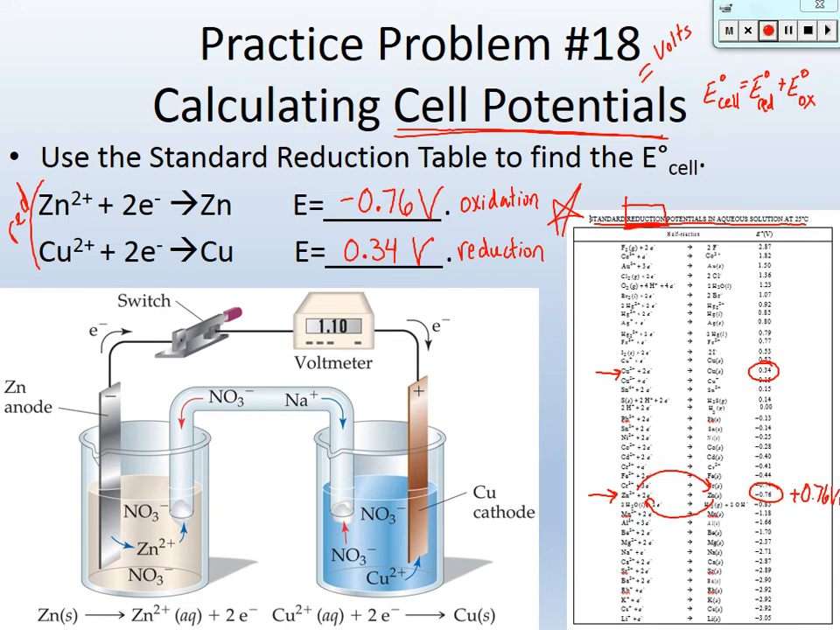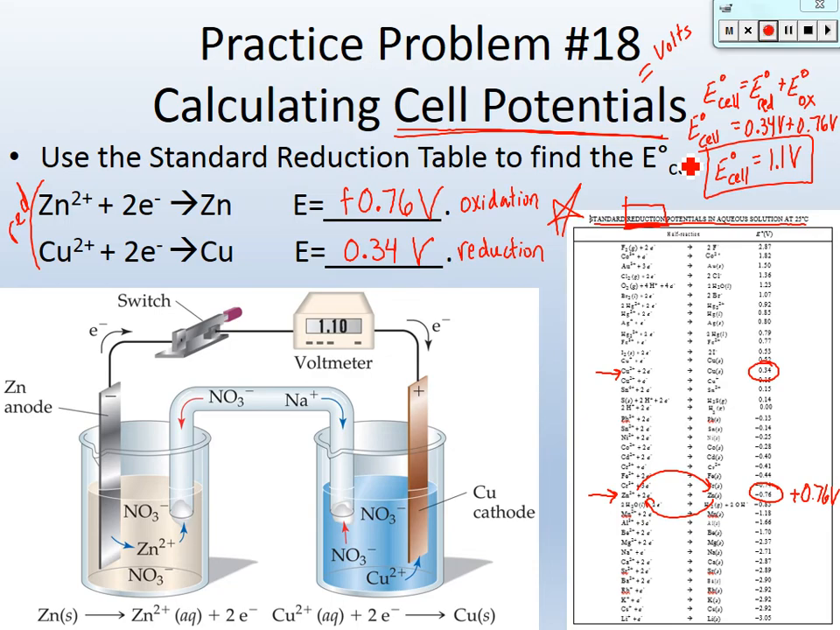Okay. So when we plug that into this equation, our reduction voltage is 0.34. And we're going to add that to our oxidation voltage, but remember we need to change the sign, so it becomes positive 0.76 volts. Okay, to find the voltage of the cell, we're going to add these two together. So the voltage, or the E naught of the cell, is equal to 1.1 volts. And that's my answer.